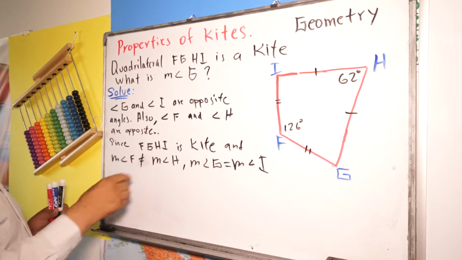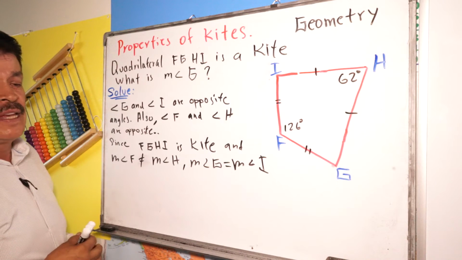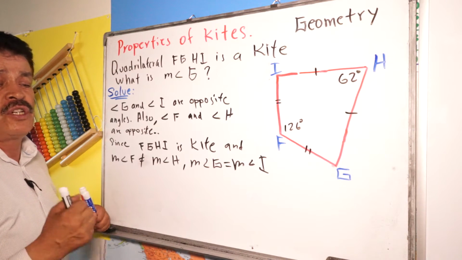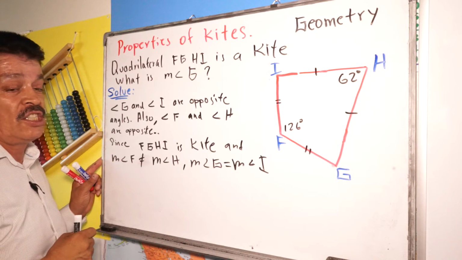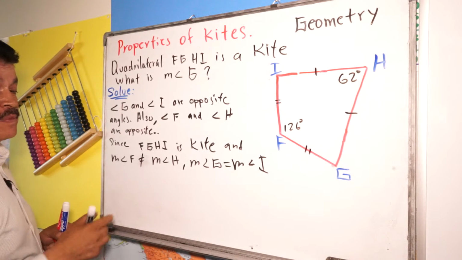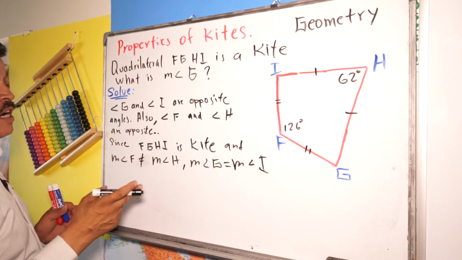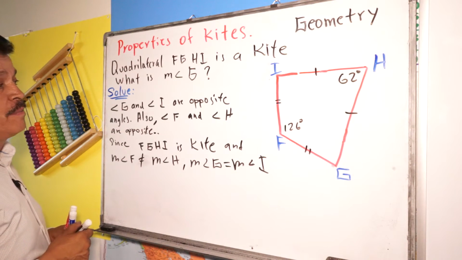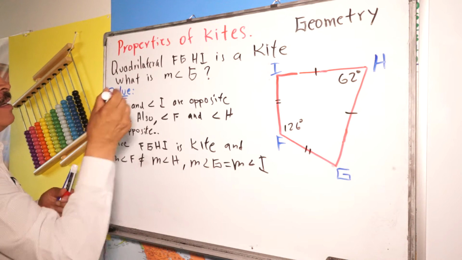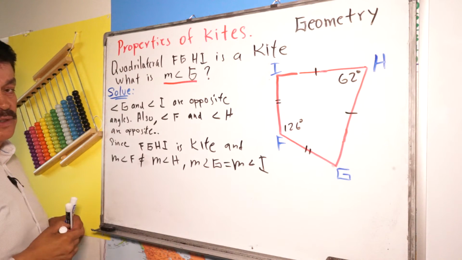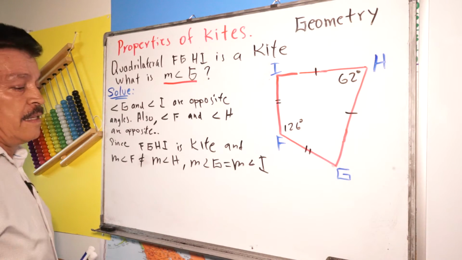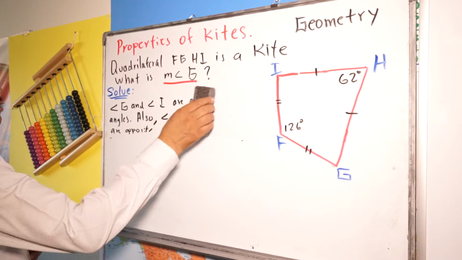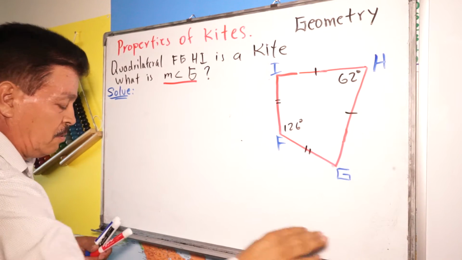To find the answer, we have to use the interior angle measures of the quadrilateral. Remember, the sum is 360 degrees. We set up the equation and solve for the measure of angle G. So let's start to solve, after this description.